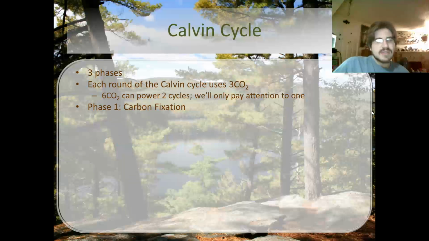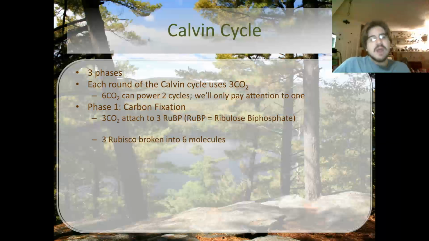And of course, the animations are out of order because I edited this and it just won't get fixed. So 3 carbon dioxide attached to 3 RuBP. RuBP is the shortening of ribulose bisphosphate. When you attach 3 carbon dioxide to 3 ribulose bisphosphate, you form 3 rubisco.